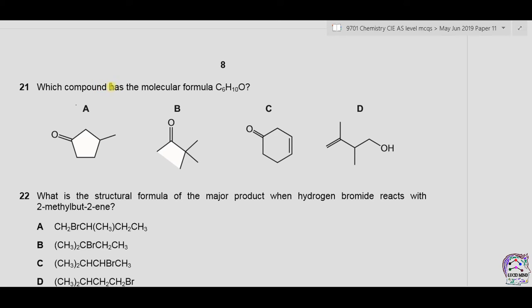Question number 21. Which compound has the molecular formula C6H10O? Now this is a simple question. You just have to find out the number of carbon atoms, hydrogen atoms, and oxygen atoms. Let's move to the first option. We have 1, 2, 3, 4, 5 carbons in the ring, and 1 is outside the ring, so there are 6 carbons in total. Similarly for B, we have 1, 2, 3, 4, 5, 6 carbons. Again in C, we have a ring of 6 carbon atoms.